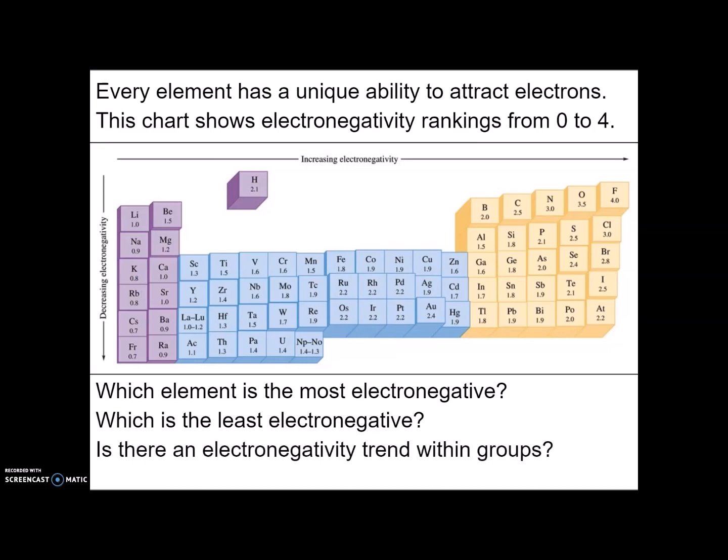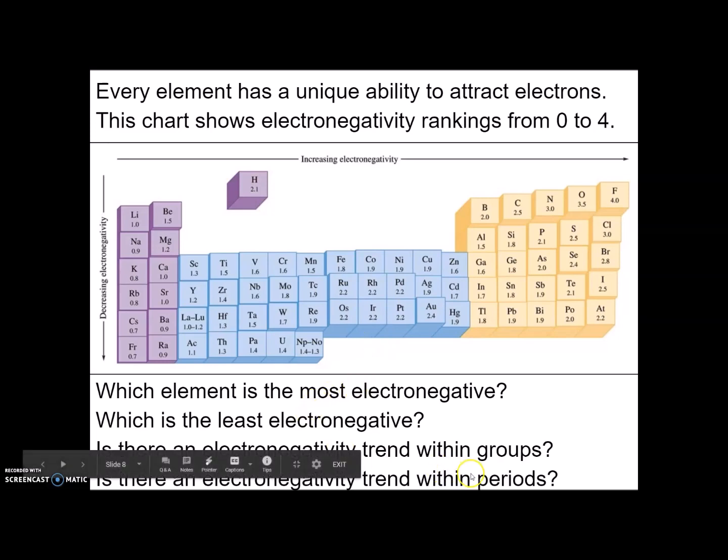Is there a trend within groups? So look in the vertical columns. Where do you see the highest electronegativities? At the top. In every single group, you're going to see the highest electronegativity values at the top of the group, because that's where the smallest atoms are found in a group.